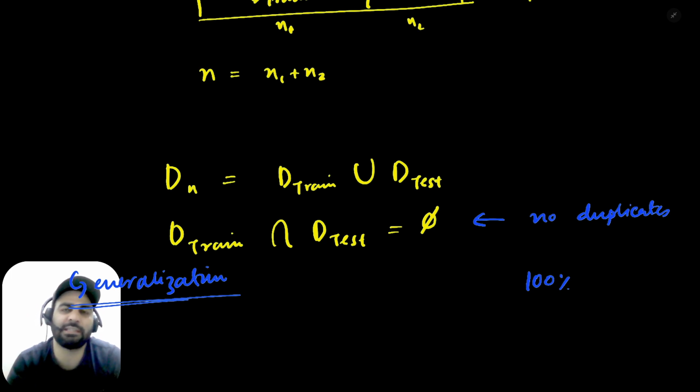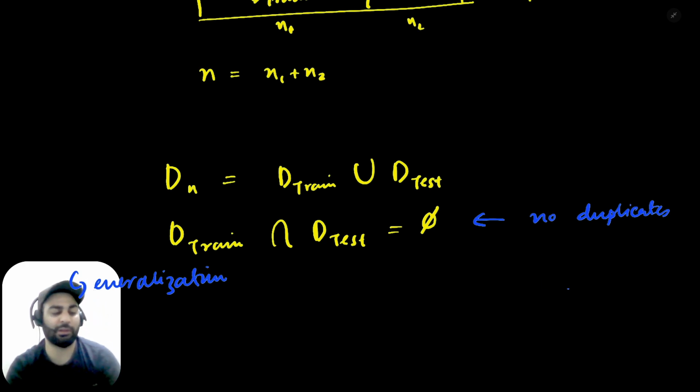It should see data which it has never seen and give accurate results, results which are at least acceptable in the real world. That's why you have to remove these duplicates and do this stuff. Now, so now we split that.